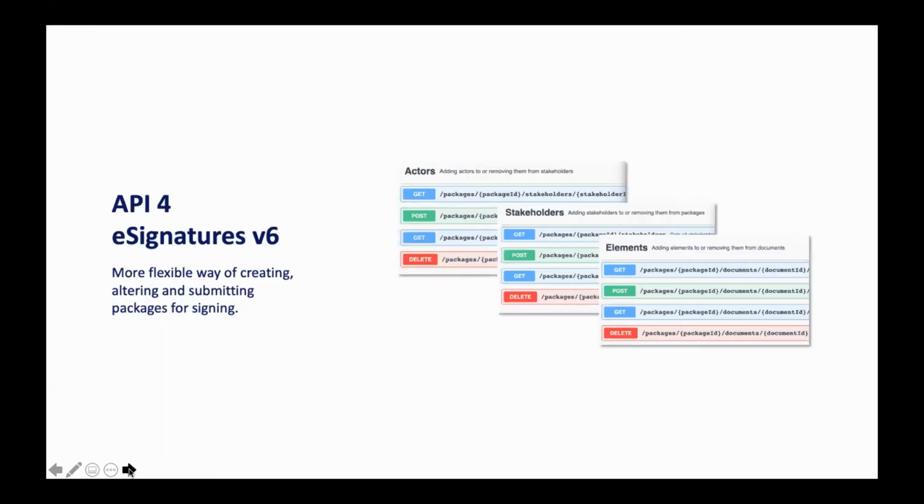The second big part of our eSignatures 6.0 release is the API v4. API v4 introduces a very flexible way of creating, changing, and submitting packages. Every element you can use can be submitted and can be changed. You can use a get, a post, a delete for everything, differently than our previous API. This is very flexible. The integration will be very easy, as you will be able to change everything along the way.